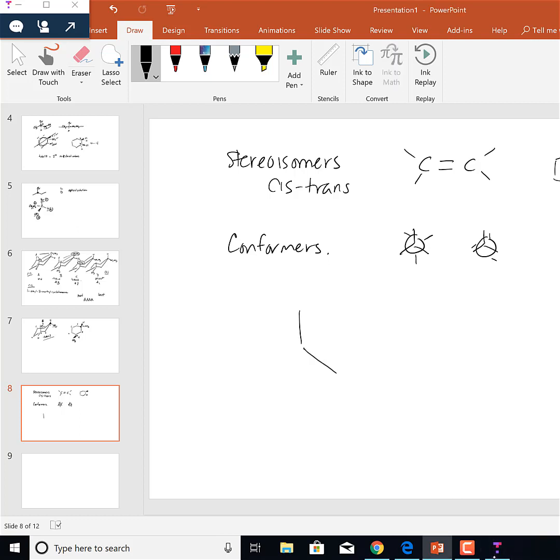deals with having molecules that are mirror images of each other. So here's two molecules that are mirror images of each other. And we'll get to the exact terminology of what these are called, but for now they're mirror image isomers.